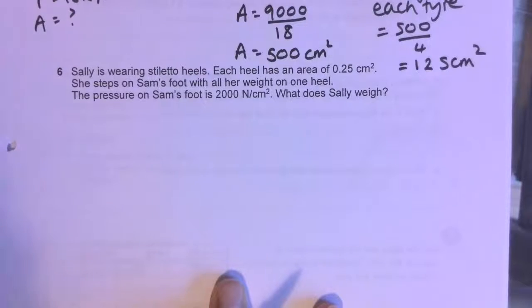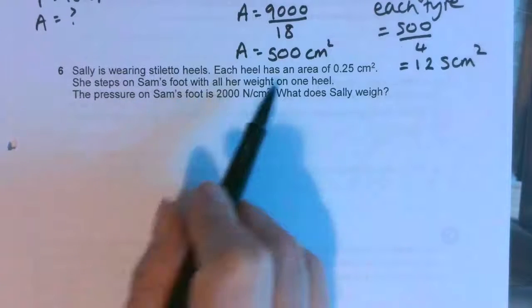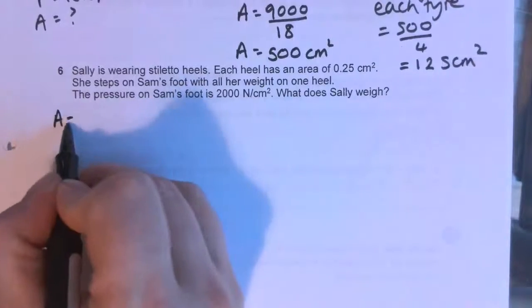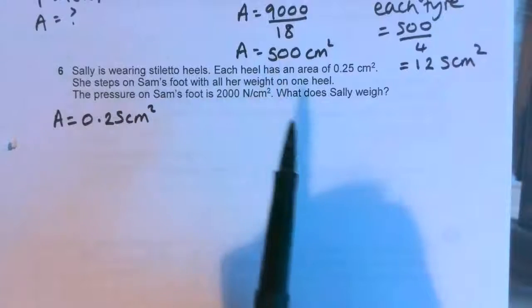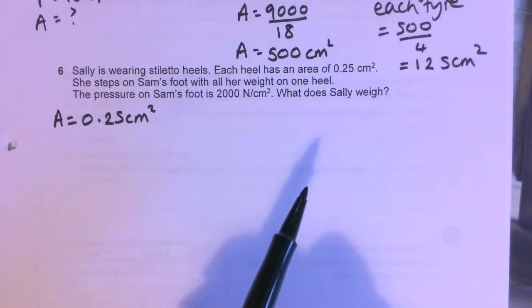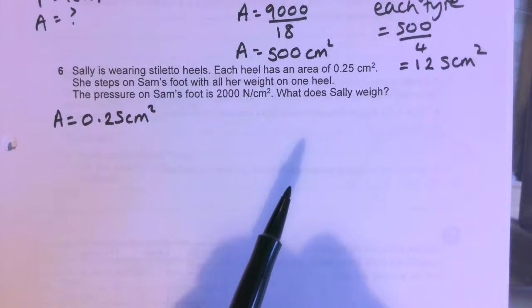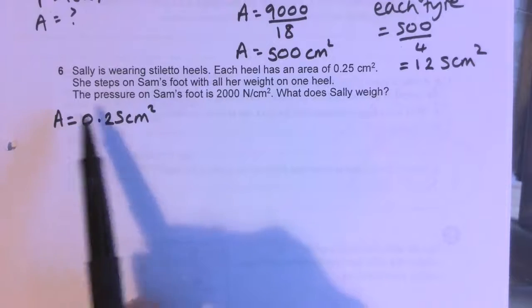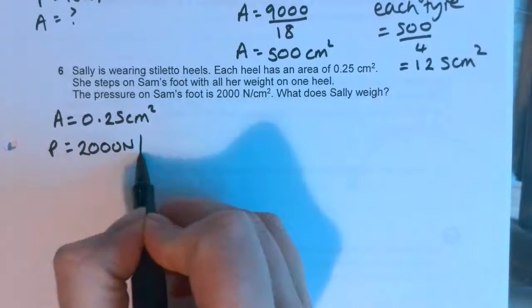Okay, number 6. Sally's wearing stiletto heels. Each heel has an area of 0.25 centimetres squared. She steps on Sam's foot with all her weight on one heel, so that tells us the area we're working with is that 0.25 centimetres squared. Always be careful with questions about feet, because sometimes they are both feet and sometimes they're 1 foot, and you need to figure out what to do with the area there. Anyway, the pressure on Sam's foot is 2,000 newtons per centimetre squared.